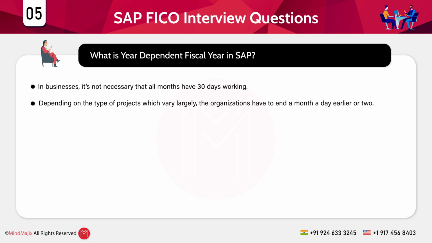The next question is: what is the year-dependent fiscal year in SAP? In businesses, it is not necessary that all months have 30 working days. Depending upon the type of projects, which vary largely, organizations have to end a month a day or two earlier. For example, the month of May can have 29 days. The same can be done with an option in SAP, which is known as the year-dependent fiscal year.